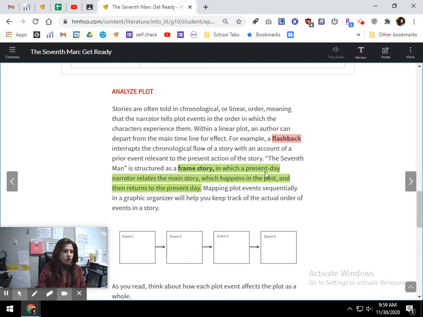is a story that's structured in which a present-day narrator relates the main story, which happens in the past, and then they return to the present day. So this already gives us a big clue about the story, because they're telling us that it is a frame story. It starts in the present day with a narrator, but it flashes back to an earlier time, and the main story happens in the past, and then it comes back to the present. And so that should be a very familiar structure to you. A lot of movies and TV series are structured that way.